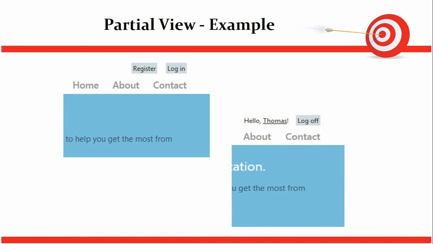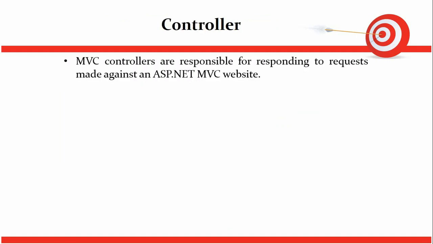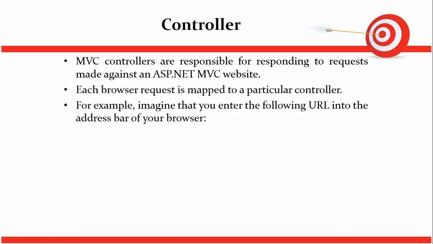When I open Google Drive or Google Forms, whatever it is, on the top right-hand side I see my profile picture, showing who is logged in. That is a partial view. It is repeated in different websites, but the code written for it is the same. Okay, a little bit more about controller, and I'll quickly go through this.